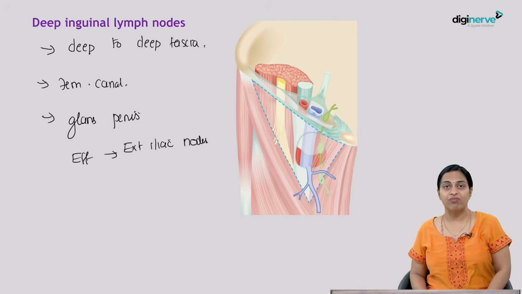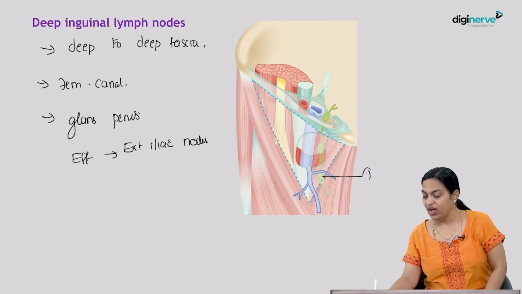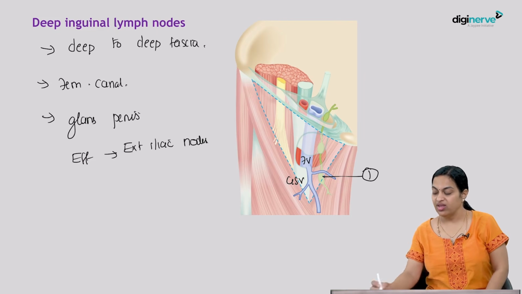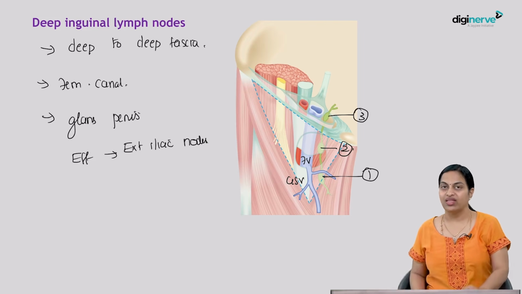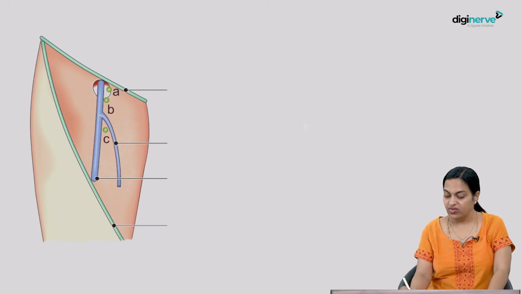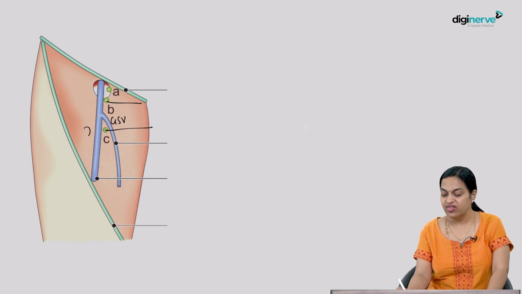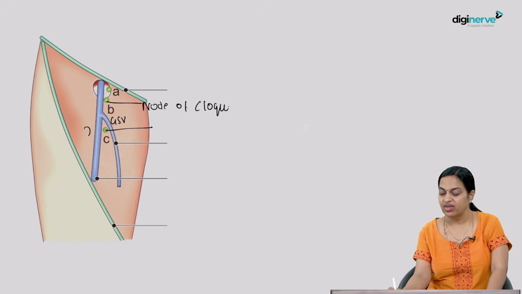Usually, there are 3 deep inguinal lymph nodes. One at the junction of the great saphenous vein with the femoral vein. The second one, the node of Cloquet, in the femoral canal. And the third one in the femoral septum, right? So this is the one at the junction of the great saphenous vein with the femoral vein. This is the node of Cloquet in the femoral canal, and this one in the femoral septum.